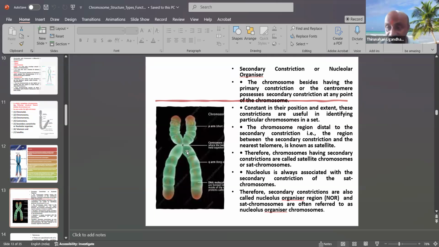The primary constriction is between the two chromatids, at the centromere, and the secondary constriction is similar. Therefore, secondary constrictions are also called nucleolus organizer regions. NOR means nucleolus organizer regions, and SAT chromosomes are often referred to as nucleolus organizer chromosomes. This chromosome organization, with the secondary and primary constrictions, is important.